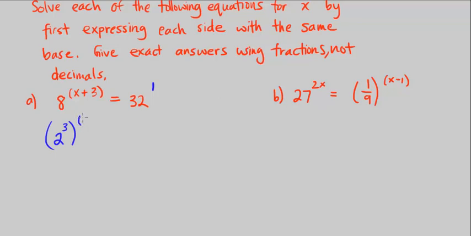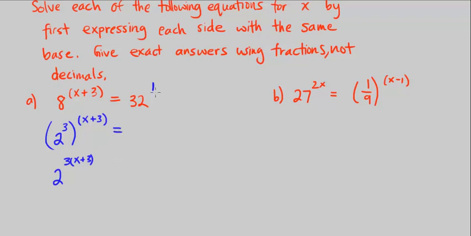2 times 2 times 2 is 8. And so I could rewrite the left side as 2 to the power of 3, to the power of x plus 3. And I could rewrite that as 2 to the power of 3 times x plus 3, like this, right? Because this is just multiply these two.